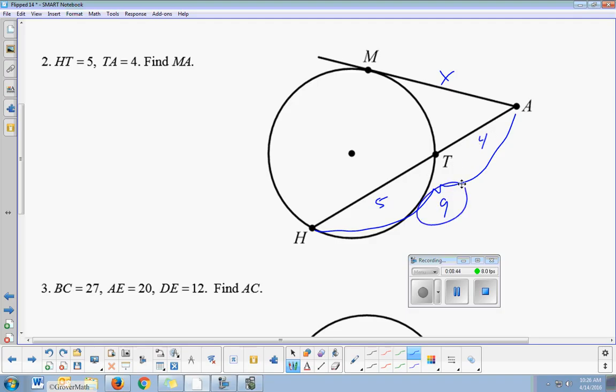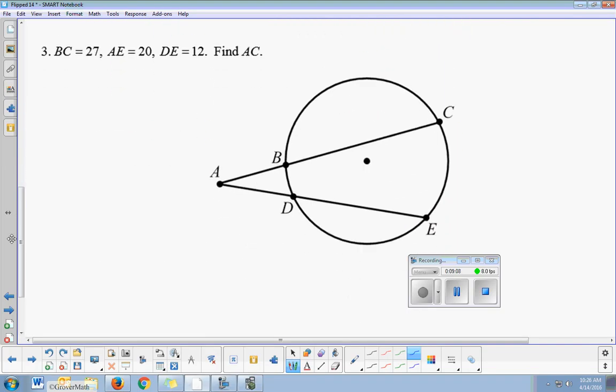So that's really the whole times the outside here is 9 times 4 equals the whole times the outside for a tangent, which is the same thing, x times x, x squared. So whole times outside equals tangent squared. Whole times outside equals whole times outside, same thing. So 36 is x squared and x equals 6, so MA equals 6.